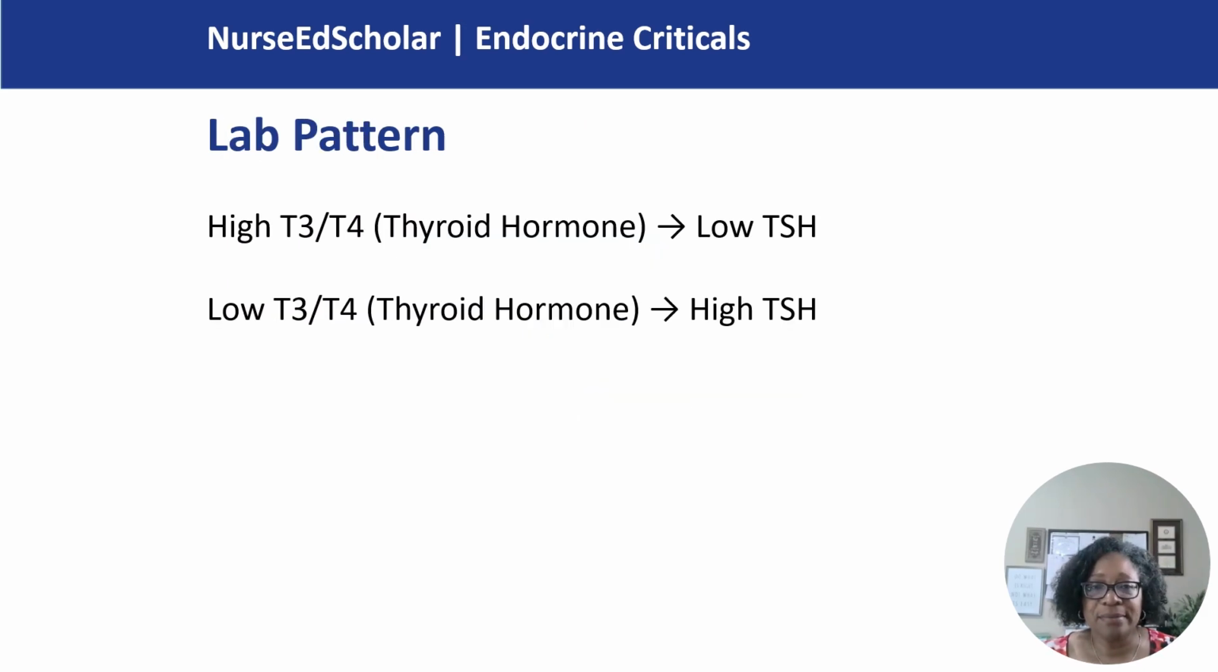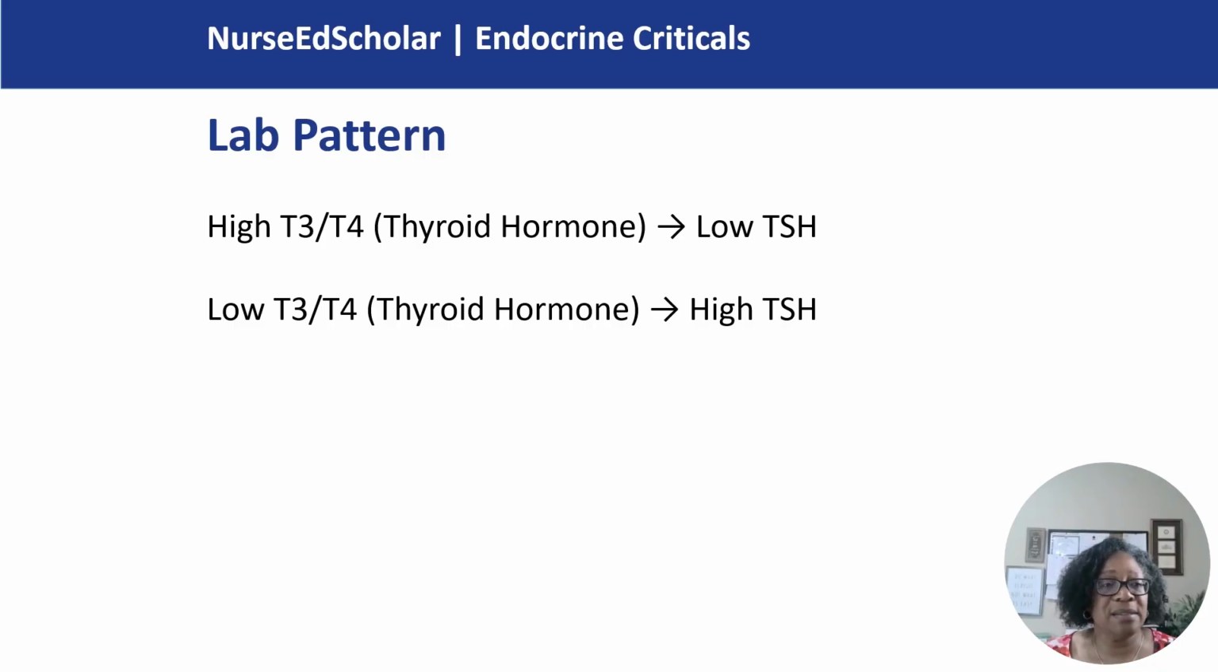Now let's see a pattern. Hopefully you're starting to get it. The high thyroid hormone will have a low TSH, because if there's too much hormone in the system, there's no need to have a high TSH, right? That thyroid stimulating hormone. A low thyroid hormone, that T3, T4, you will see a high TSH, a high thyroid stimulating hormone, because there's not enough thyroid hormone. So that T3, T4 is low. So the body's saying, hey, we need to crank up the TSH to create those thyroid hormones.